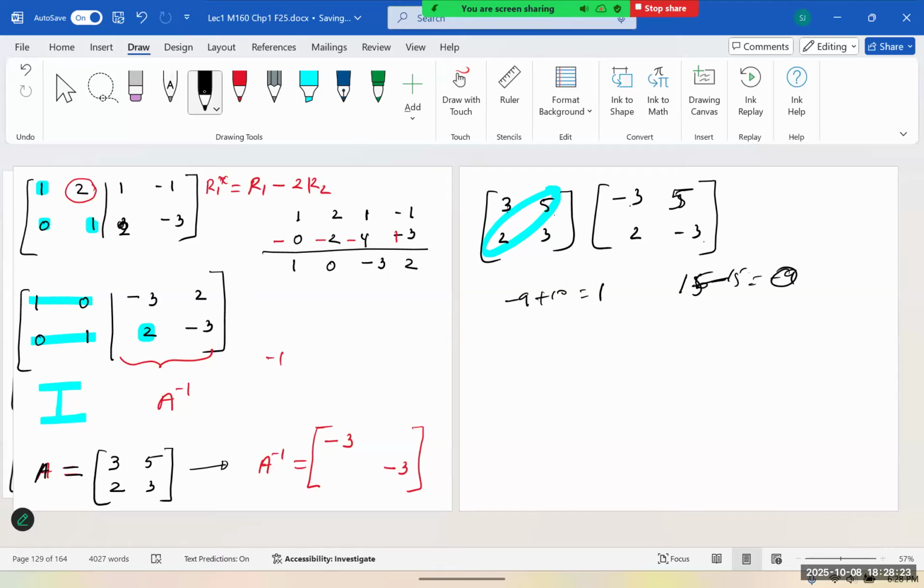Oh man. And then we have 2 times 2 is 4 plus 3 times 3 is 9. No, what am I doing. 2 times 3 is 6. And then 3 times 2 is 6. Minus 6 plus 6, we have 0. And then 2 times 5 is 10. Minus 3 times 3 is 9, we have 1. So yeah, it should be 2, 5.